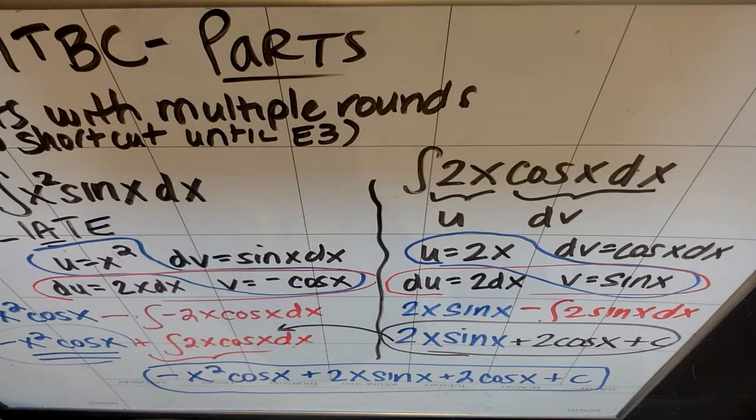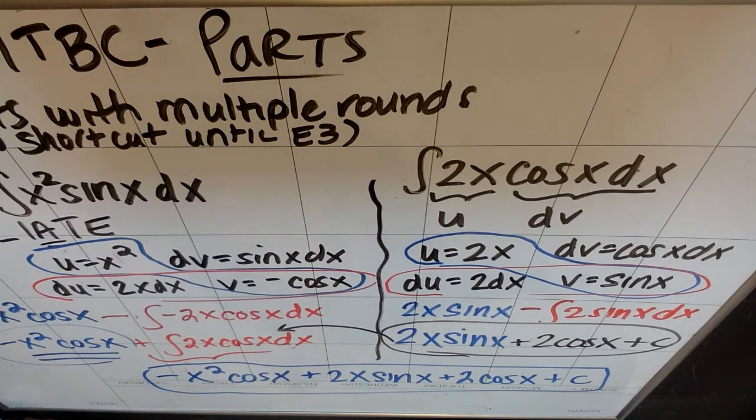Now, 2 rounds of parts isn't awful. You're probably not going to have to do like 3 rounds of parts on an AP test. It's really unlikely. But it is fair to expect that you might have to do parts twice. And I'm going to show you a shortcut in example 3 that is another way to get us to this exact same answer for the exact same problem, but just a little bit faster.